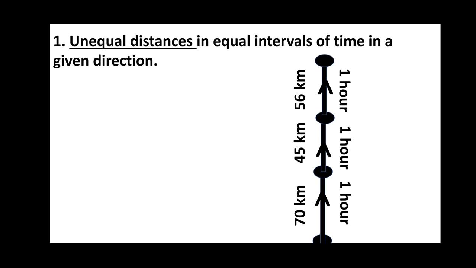Here, the time interval is same, that is 1 hour. But in each case or in each hour, distance covered is not equal. That is, here the car is covering unequal distances. Direction is not changing, it is towards north only. Since here the car is covering unequal distances, it is said to have non-uniform velocity.